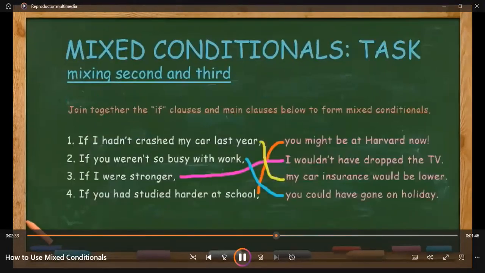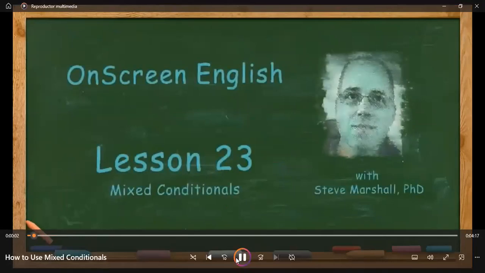Okay, so let's go step by step. First of all, the combination, we combine only second and third conditional. Okay, we do not combine zero or first conditional, only the second and the third. We don't combine any other, and the combinations change. We can use if second, main clause third, or vice versa. If third, main clause second.